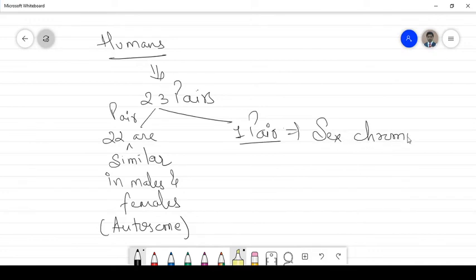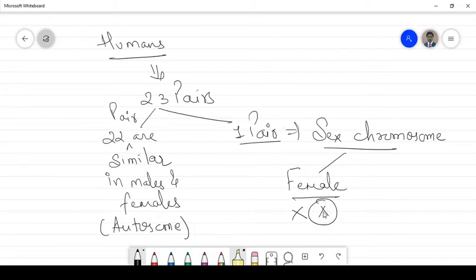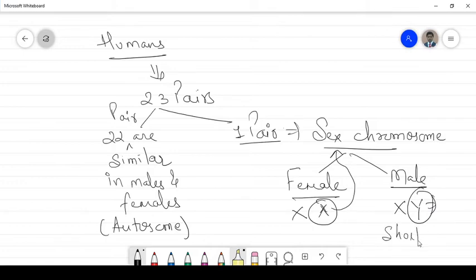Now, why is the name sex chromosome given? That is discussed. Because in the females, it had X and X, children. So this X is referred to as the sex chromosome. Whereas in the male, it had the X and the Y chromosome. But this Y chromosome was shorter in length than X. So that is why this pair is known as the sex chromosome.